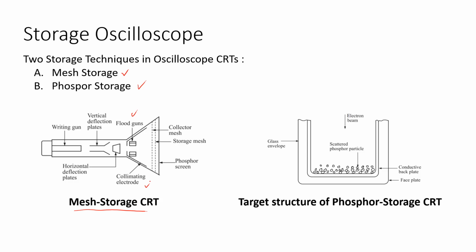So it has the writing gun and horizontal deflecting plates. This is common in conventional CRT, and also the display. The display in this case is the phosphor screen. You can see here, this is the phosphor screen to display the waveform.